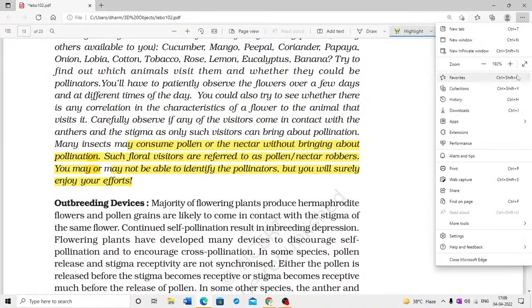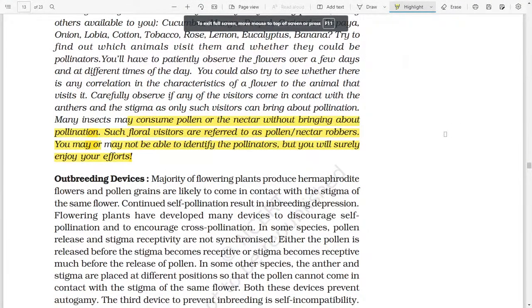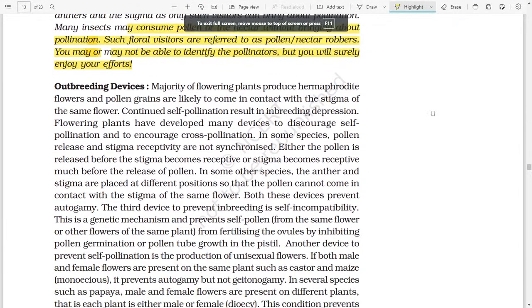And welcome back to this new video of this chapter, outbreeding devices. Majority of flowering plants produce hermaphrodite flowers, and pollen grains are likely to come in contact with the stigma of the same flower. Continued self-pollination results in inbreeding depression.